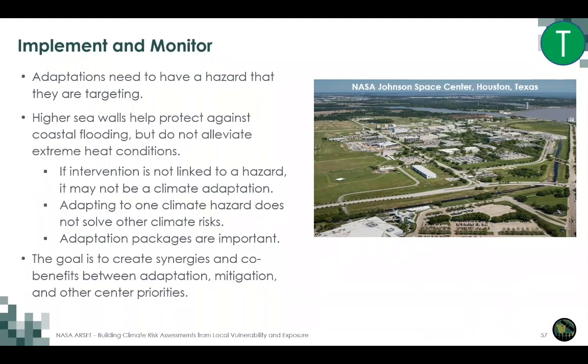This is another reason to think about adaptation packages rather than individual adaptations on their own. Thinking about how different specific adaptations linked together allows us to create synergies and co-benefits between the adaptations, mitigation options, and other sector priorities or other system priorities that we might be looking at. So this is the goal, is to think about our interventions in context and responding to the combination of climate hazards that might be affecting the system that we care about.